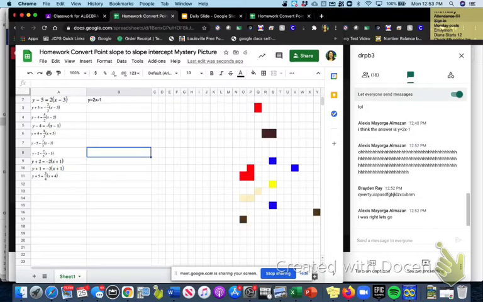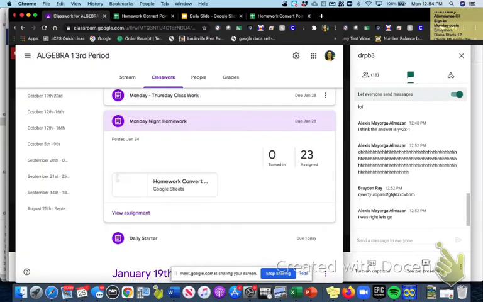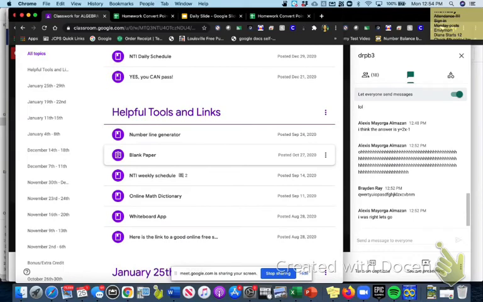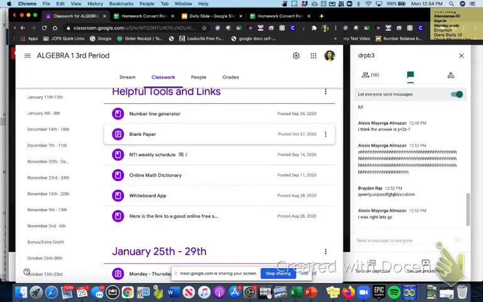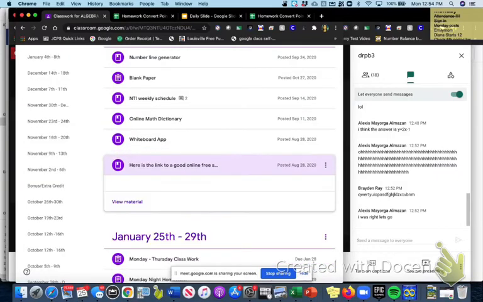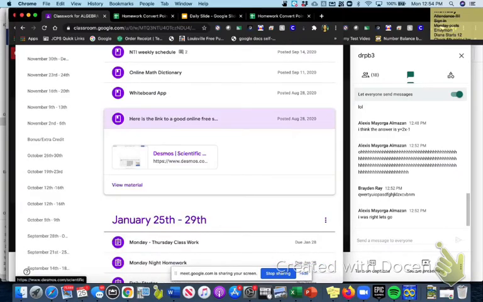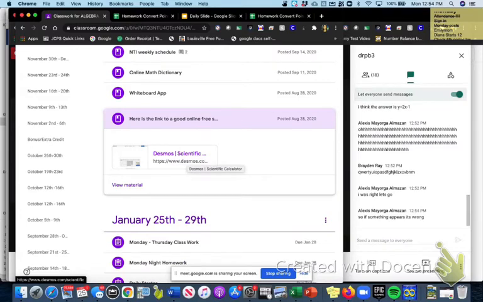Okay, I want to do the second one also because it involves a fraction. And what we need to do, I gave you on your classwork tab something very important that I'd like to remind you about. And it's this, under helpful tools and links. I finally moved it up to the top of your Google Classroom. Right here, it's the very bottom. There's that calculator that helps you work with fractions easily. So please use it. Okay?